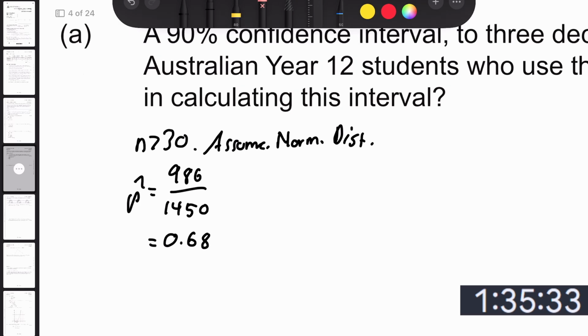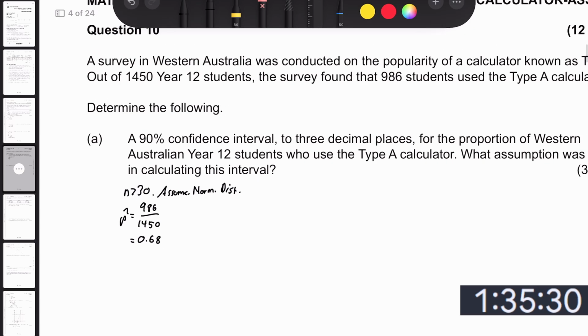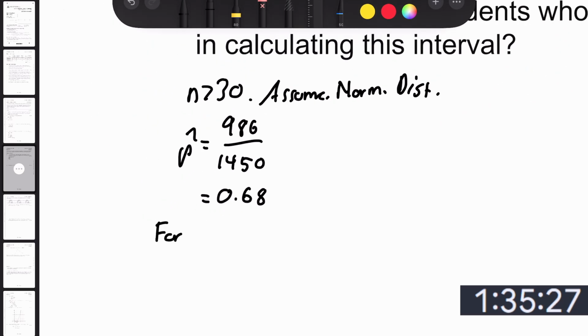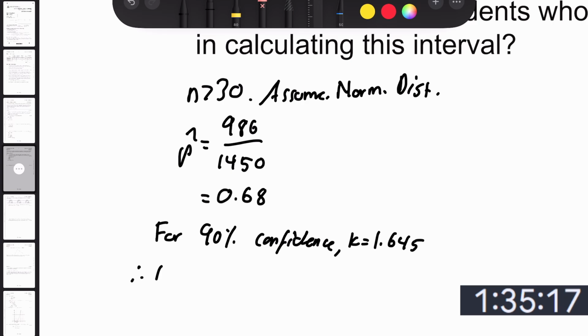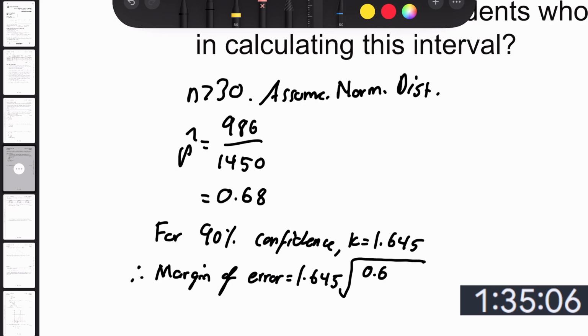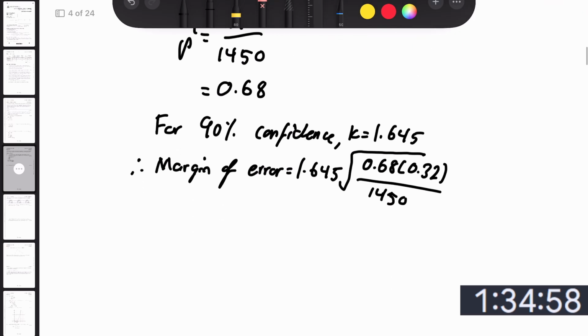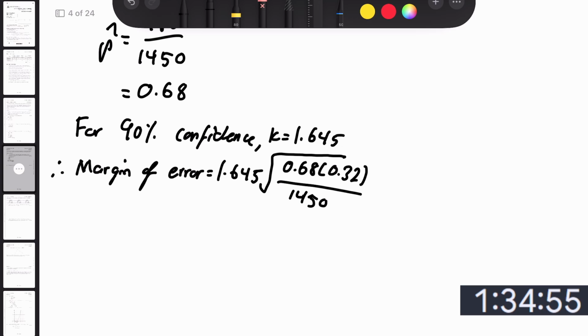Now I want a 90% confidence interval. So then, for 90% confidence, K is equal to 1.645. Therefore, my margin of error is going to be equal to 1.645 times the square root of 0.68 times 0.32 over 1450. Let me just make this square root a little bit longer so they can see it's all within there.